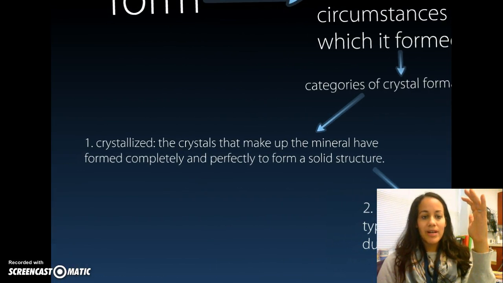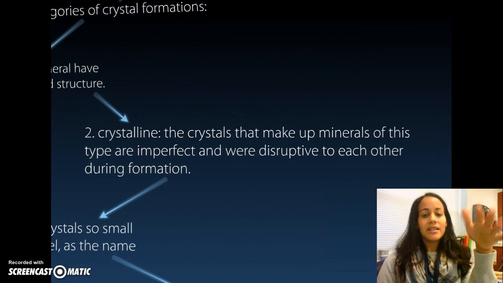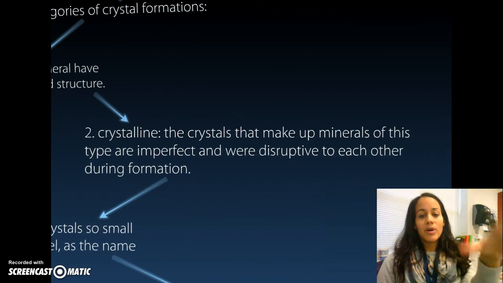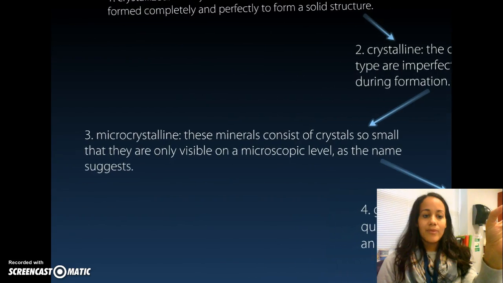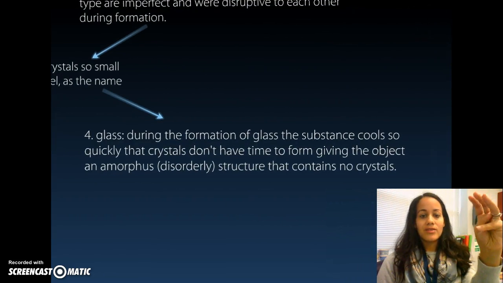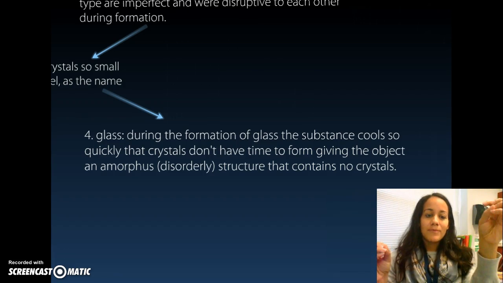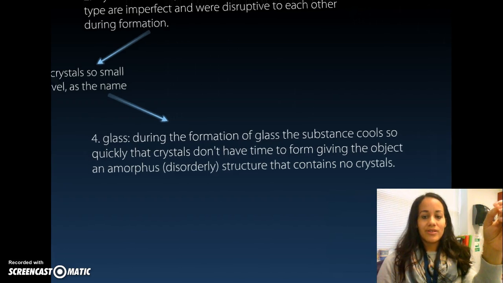There are different categories of crystal formations. Crystals can make up the mineral completely and perfectly to form a solid structure. The crystals that make up minerals of this type are imperfect and were disruptive to each other during formation. You have microcrystalline, where you really can't see the crystals, but they're visible on a microscopic level. And then there's glass, where during the formation of this type of mineral, it cooled so quickly that there really is no orderly structure that contains crystals.